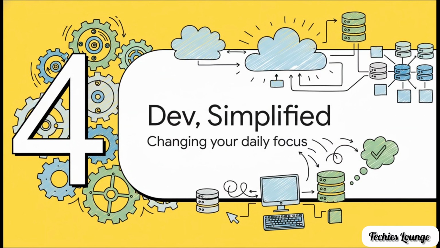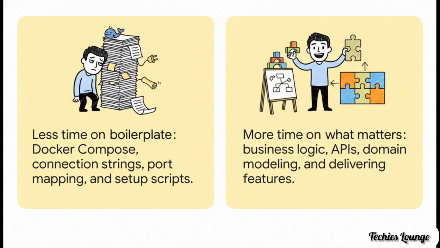So what does this all mean for your workflow? How does using something like Aspire actually change what you focus on every day as a developer? I love this slide because it says it all. You're going to spend way less time writing things like Docker Compose files, manually hooking up connection strings, or copy-pasting boilerplate code for observability. And all of that time and mental energy you get back, you can pour it into what actually matters: building great features, designing clean APIs, and solving real business problems. You get to do the fun stuff.